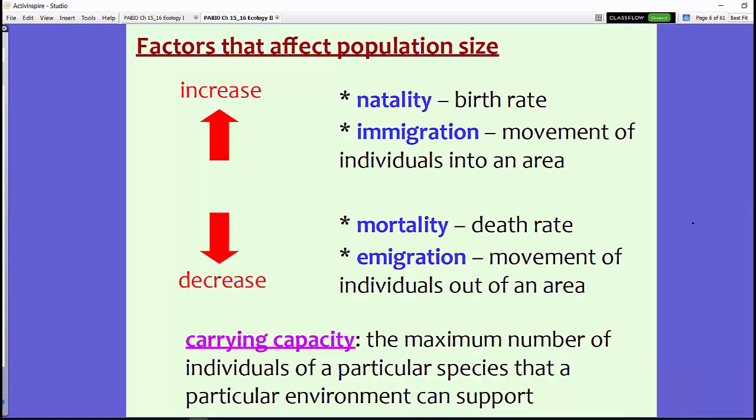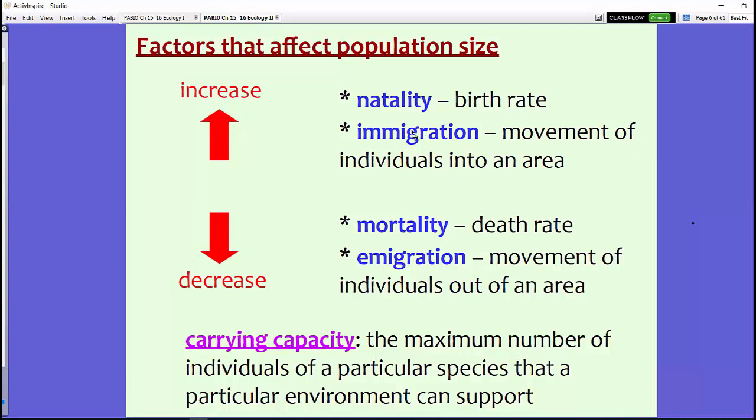And here we go, like I said. Factors that affect the population size. This is about increasing, decreasing, or staying the same in a population. If we see an increase in population, it could be due to natality, which is the birth rate, or immigration, which is the movement of individuals into an area.